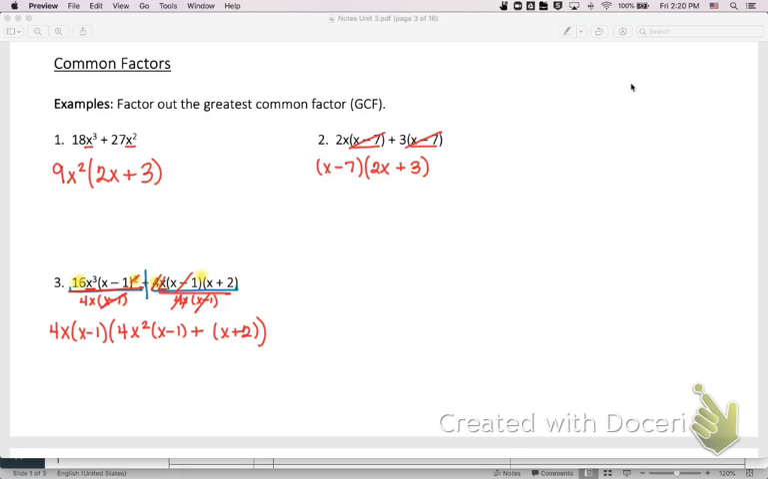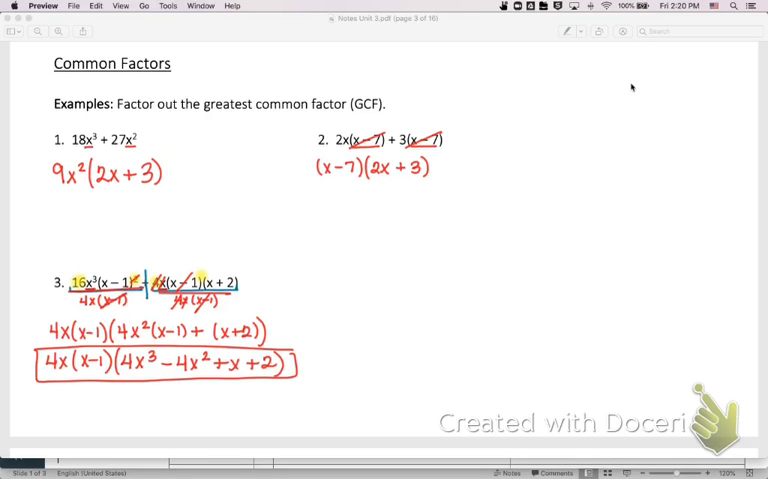Now let's look at what's inside these parentheses and see if we can simplify, which it looks like we can. So we now have, if I distribute 4x cubed minus 4x squared, and then there's nothing to distribute here, so it's plus x plus 2, and that's going to be the most factored form of that expression.